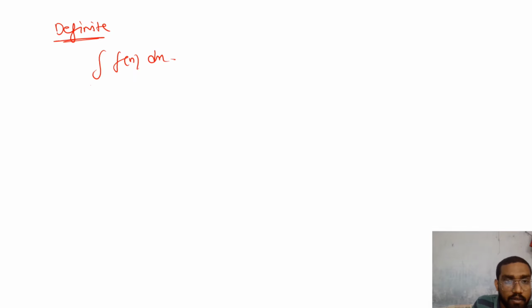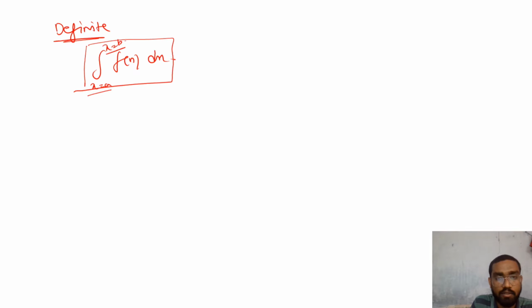Now, what is the definite integration? If we add two things, that is, x equal to a lower limit and x equal to b upper limit, then this is called definite integration. But what is the concept of definite integration? What is the geometrical meaning of definite integration?